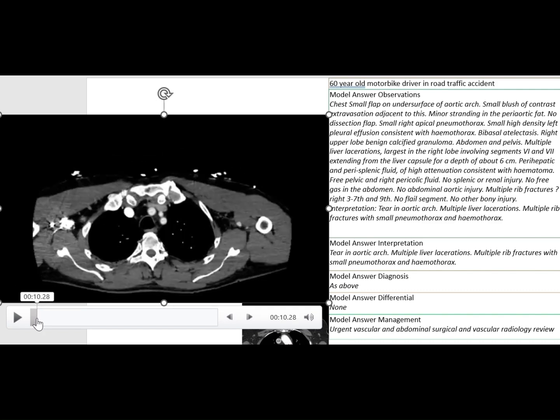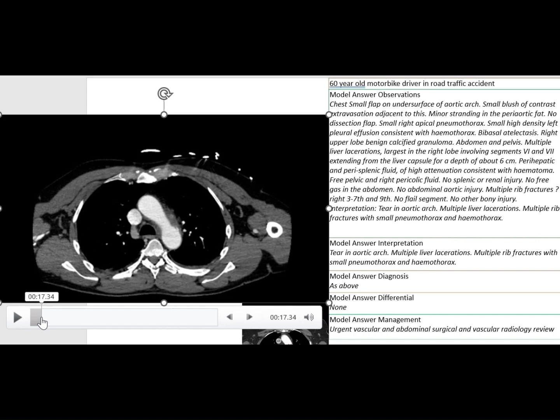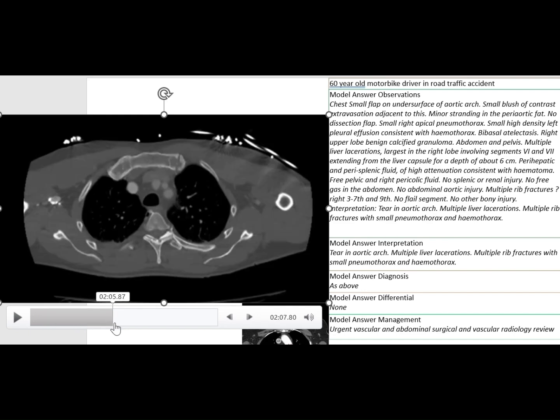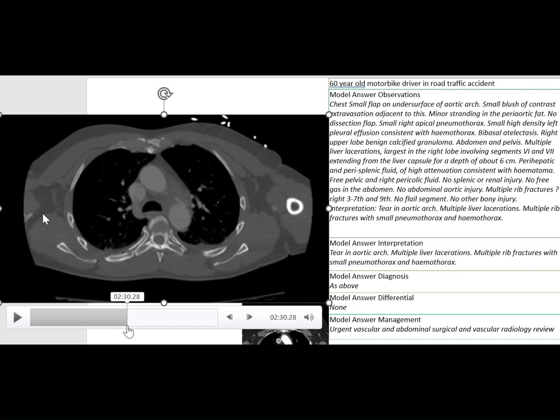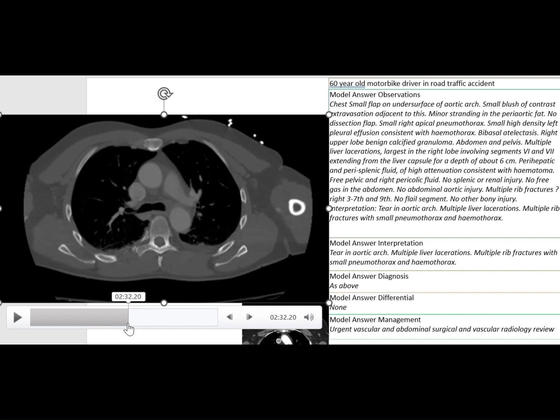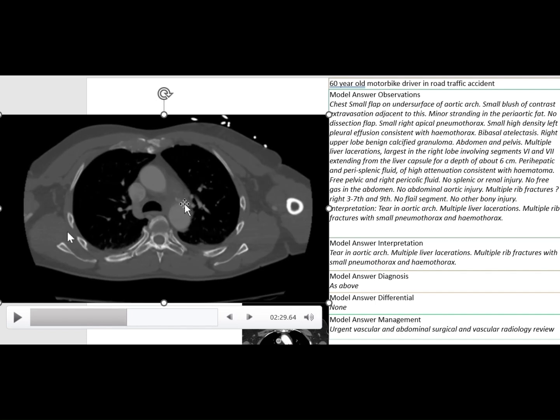Let's see the minor stranding. The stranding of the peri-aortic fat. Let's see this lesion here. The blush of contrast seen here clearly.